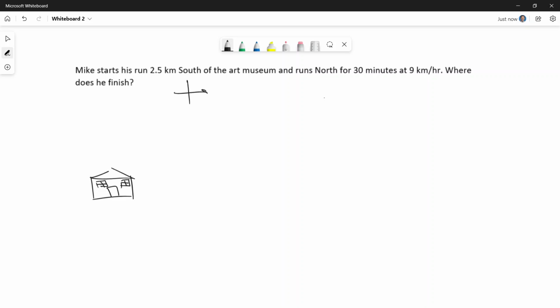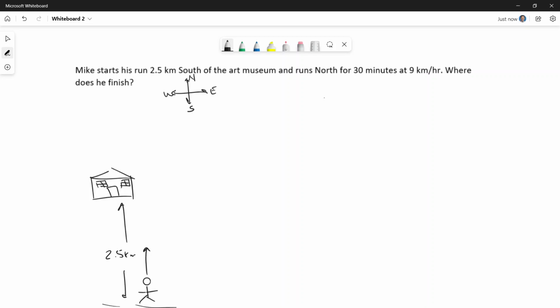If I'm looking at a compass, there's east, there's south, west, and north. So we're going to agree that going up on the page is north, which means if that's the Art Museum, Mike is south of the Art Museum. He's down here, and he's running in that direction, right? And how far south? Well, he is 2.5 kilometers away from the Art Museum.